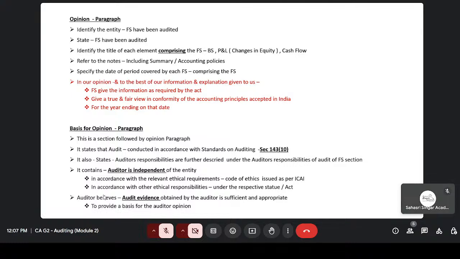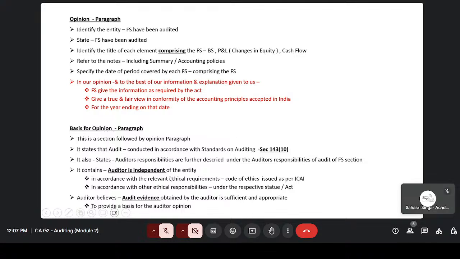It contains that you are independent. No one can influence you, and you have to ensure that, in accordance with the relevant ethical requirements, the code of ethics issued by the ICAI. So basically, when you are expressing your opinion in this paragraph, at the end of the day, you are giving your opinion. You are telling that we are independent of this entity, and we ensure that the audit has been carried out in accordance with the SA.